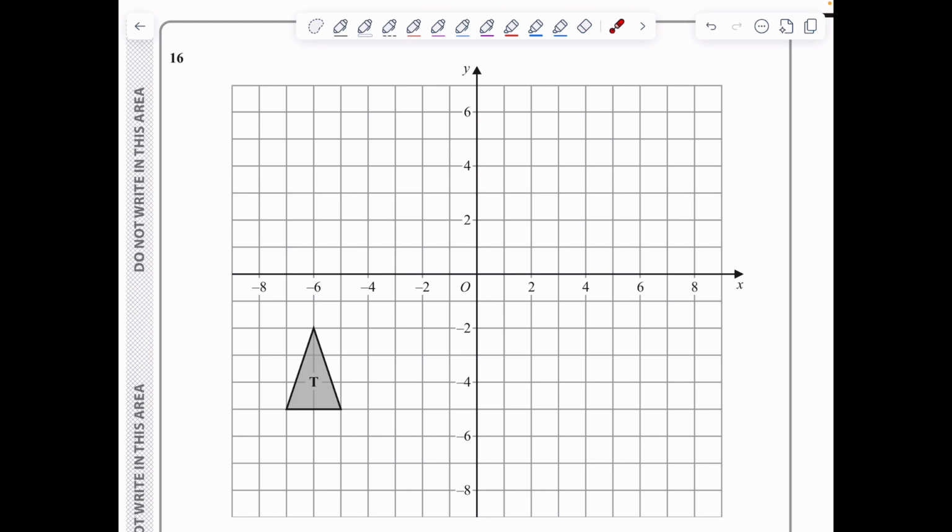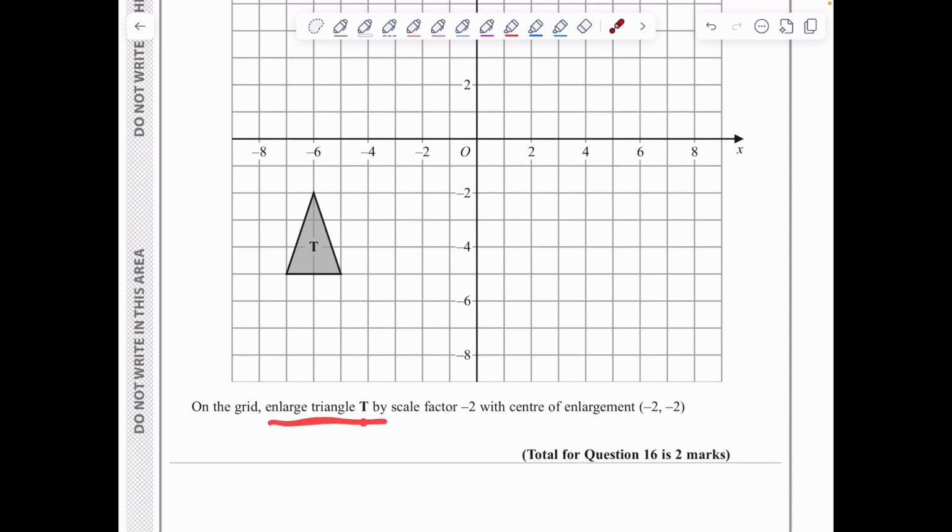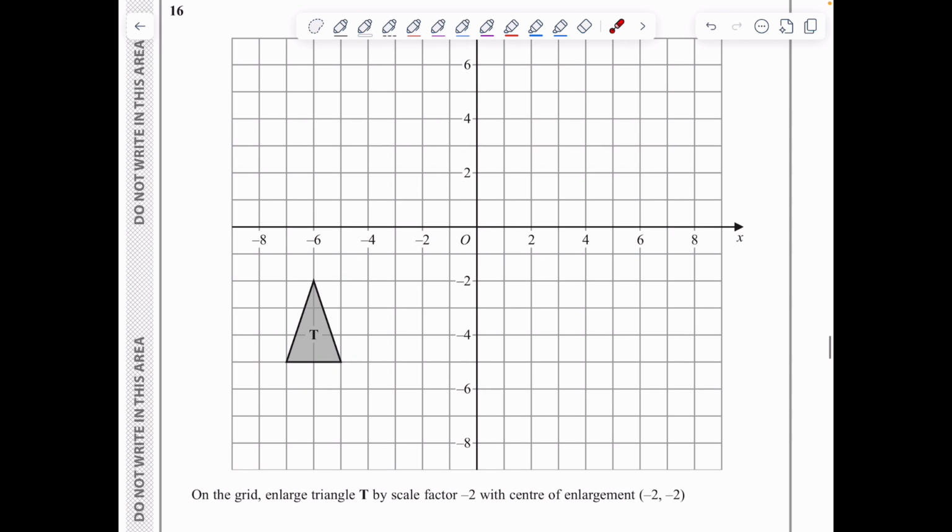In question 16, we're given the grid here. We are told to enlarge triangle T by a scale factor of -2 with center of enlargement the point (-2, -2). So the first thing to do is mark the center of the enlargement. So starting from any vertex, I will cover the distance to go to the center of the enlargement and multiply that by 2 and move on to the other side to find the image of each vertex of the original triangle.